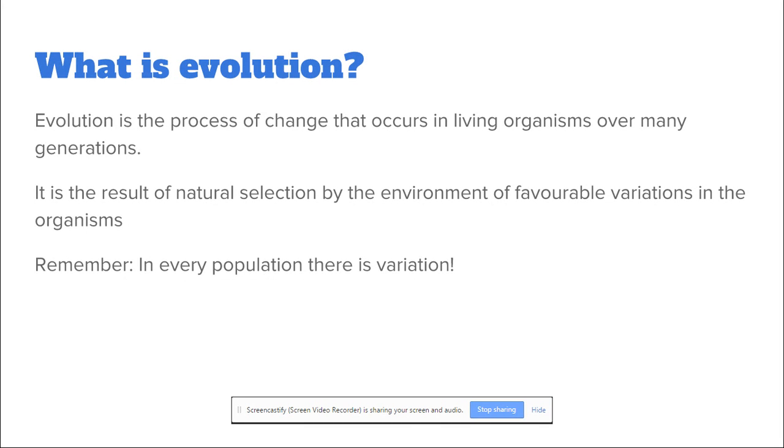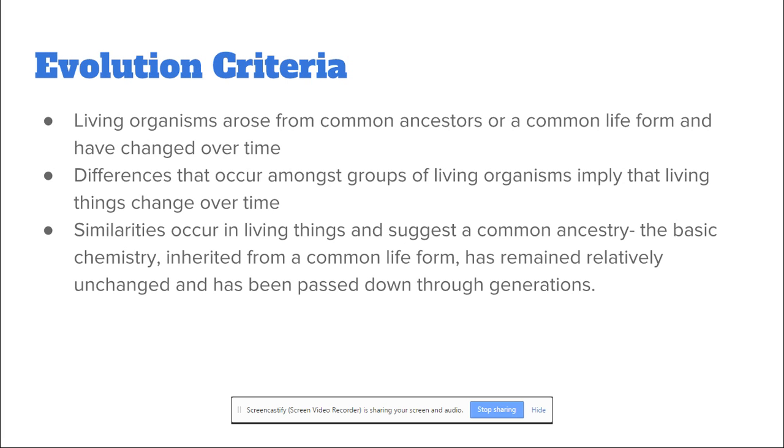Now remember, we've previously covered this, that in every population there is variation, which is an important thing to keep in mind. There is a set of criteria that governs the evolution process. So for evolution to occur, we must know that living organisms arose from common ancestors or a common life form and have changed over time.